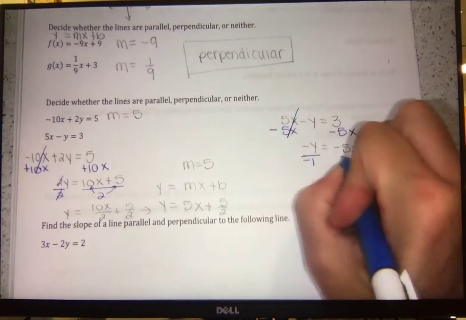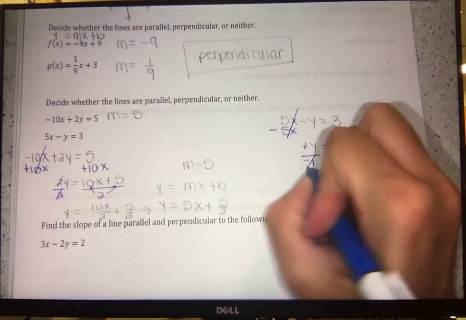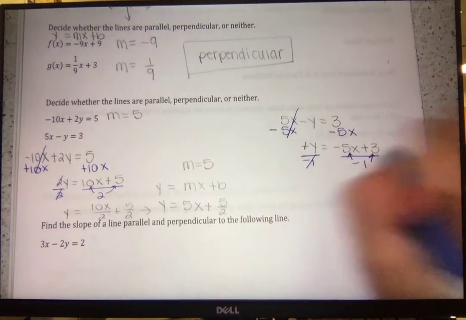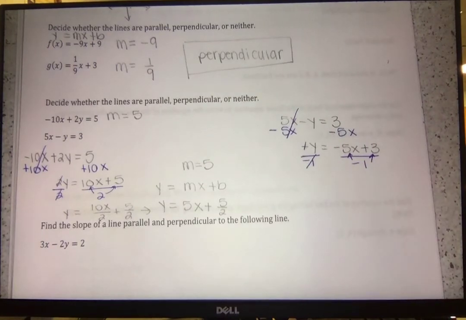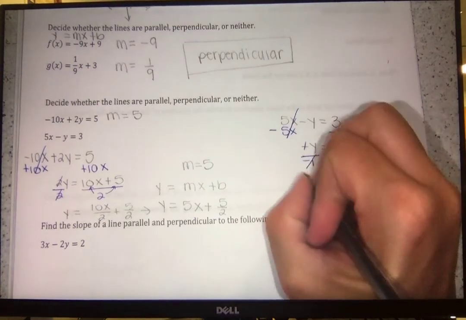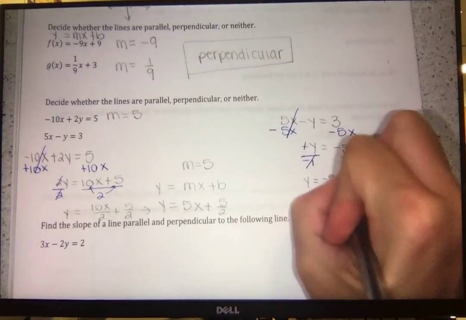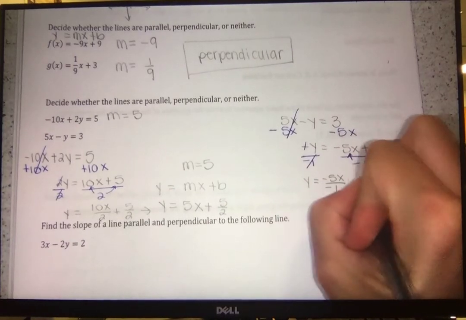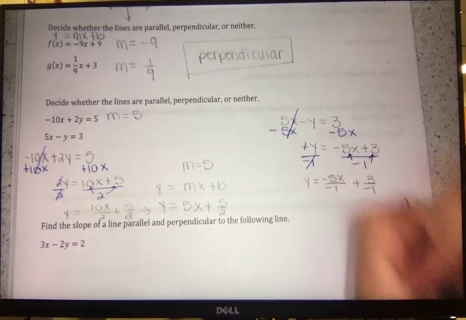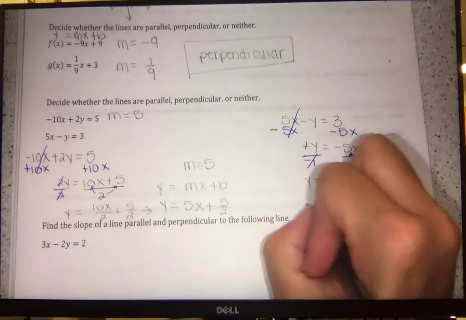So it is now in slope-intercept form of y equals mx plus b. So now looking at this, what is our m value? What is our slope? 5. Both slopes are 5. What does that tell us? Parallel. Perfect. They have the same slope. So we know they are parallel.